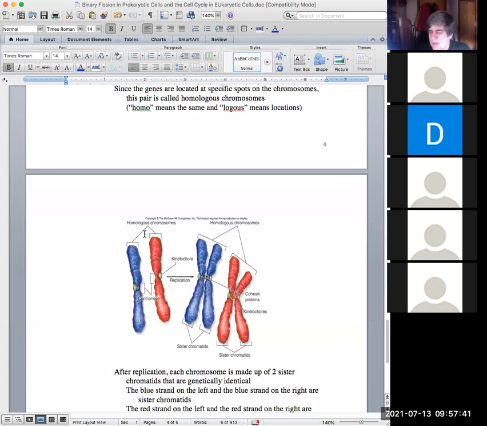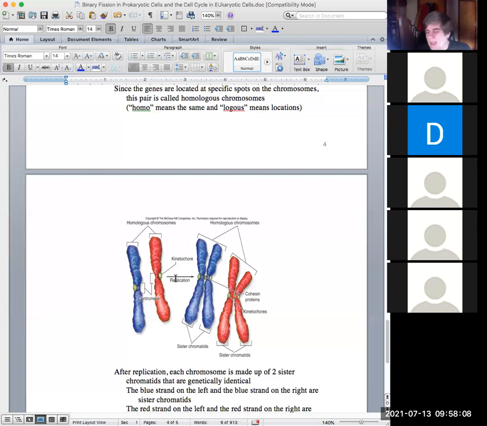This is because the genes are actually located at specific places on the chromosomes. In fact, we have kind of maps of the chromosomes, and just like Google Maps, you can say, okay, what's at spot 450 on chromosome number 1? So homologous chromosomes have the same gene at the same spot. The instructions could be different.